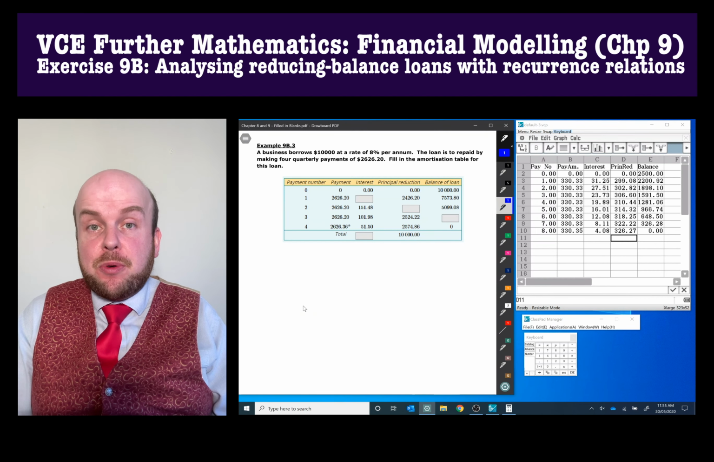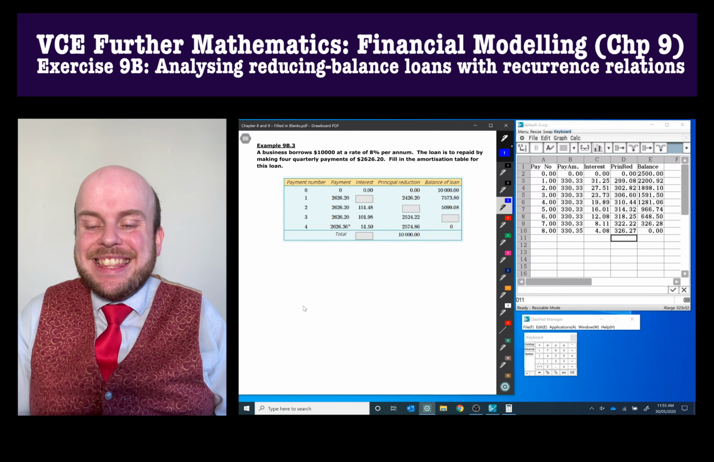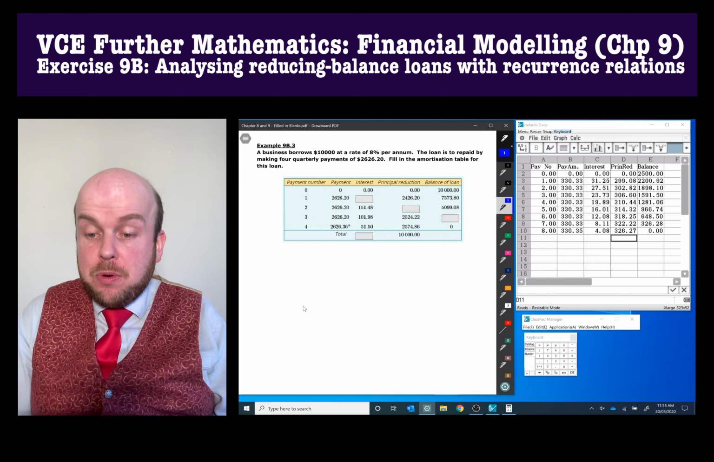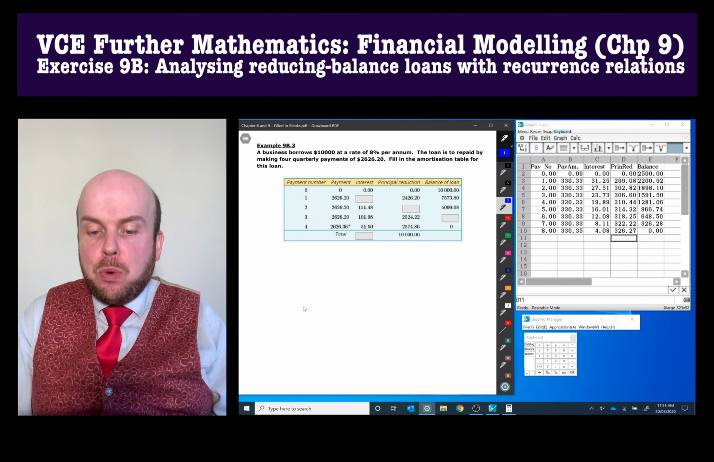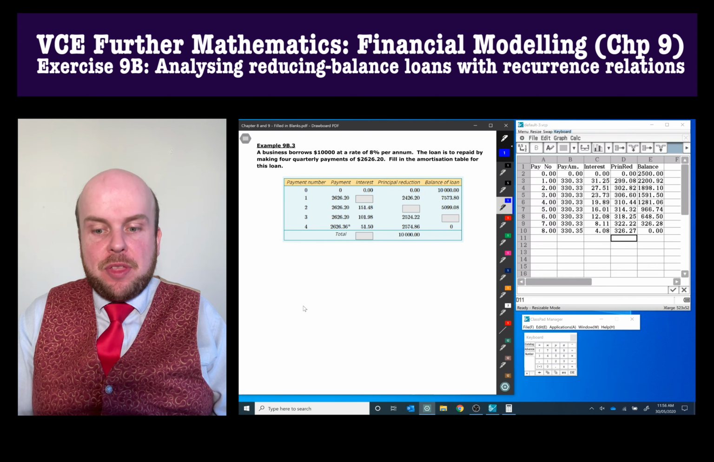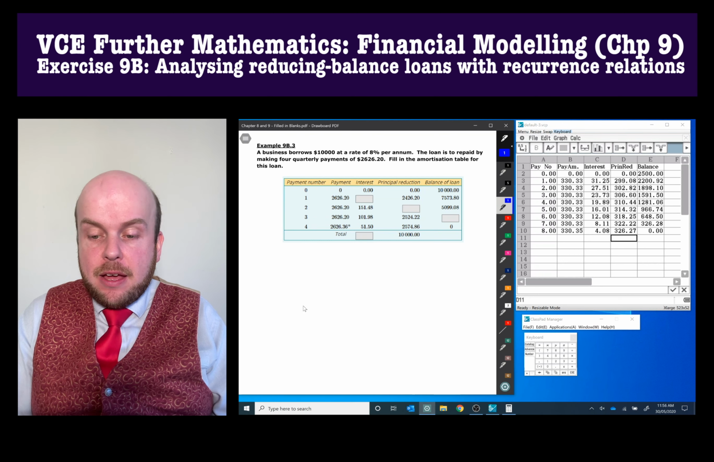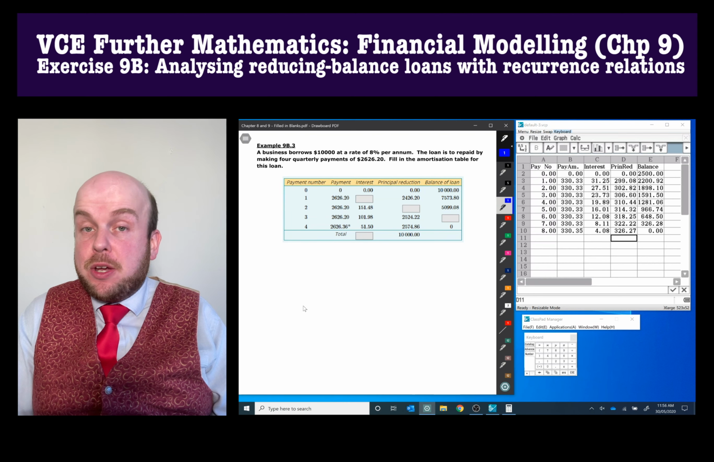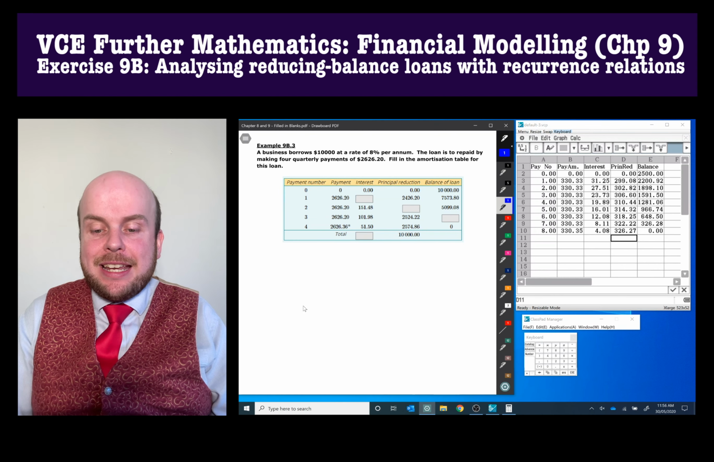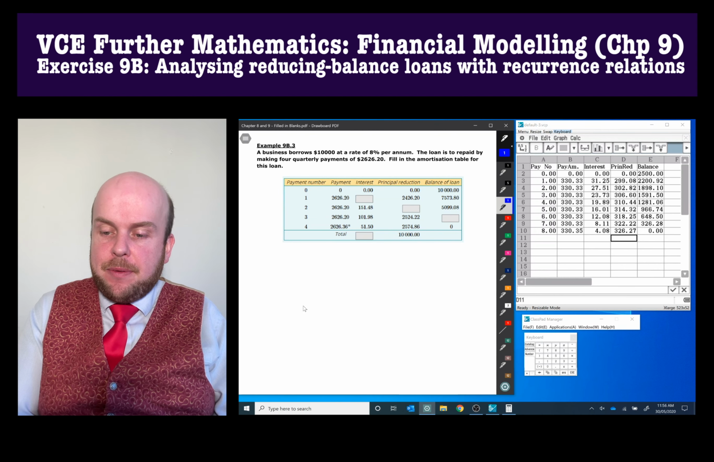Example 9b.3, a business borrows $10,000 at a rate of 8% per annum. The loan is to be repaid by making 4 quarterly payments of $2,626.20. Fill in the amortization table for this loan. So we have a partially filled in amortization table, and we could set up a new one in our spreadsheet, or we can go and calculate each one as we go.